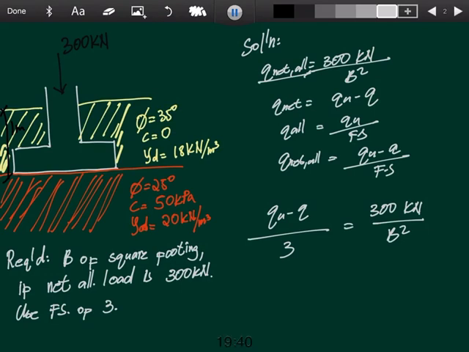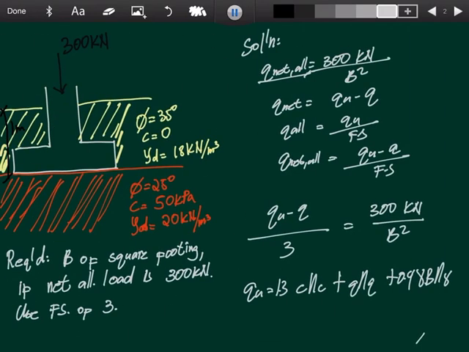To solve QU, we are going to use Terzaghi's. What is Terzaghi's? cNc plus qNq plus gamma B N gamma. And since it is square, 0.4 here and 1.3 here. For us to use Terzaghi's, we are going to determine the bearing capacity factors. Which phi will we use, 35 degrees or 25 degrees? Where does our bearing capacity act?